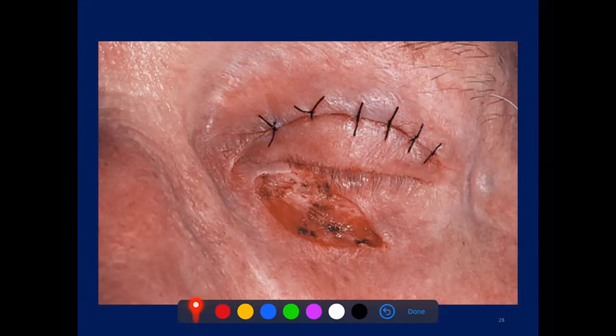So how do you close this defect? First of all, this is a defect of which lamella? I believe this is the anterior lamella, lower lid anterior lamella. Okay, so how will you close it? We can use a skin graft. Okay. Other than a skin graft, if you want to close it with a flap, how will you close it?